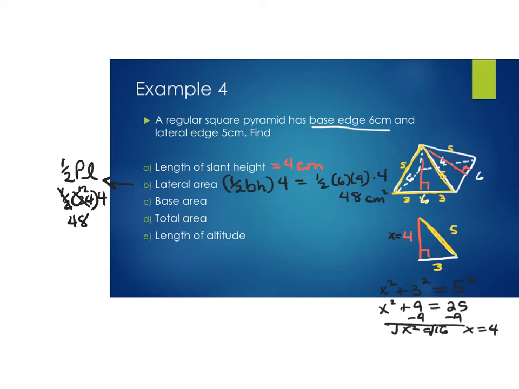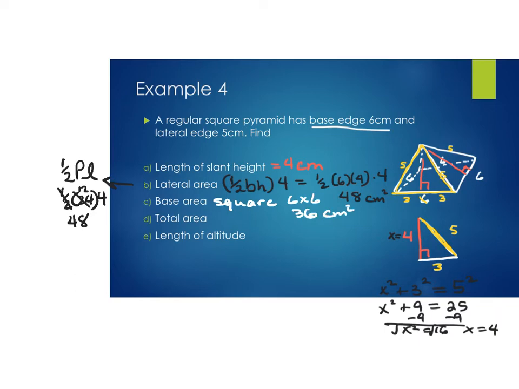Next, we need to find the base area. Again, the base of my pyramid is a square. So I just need to do base times height, or side squared. So my base area is 6 times 6, and it's 36 centimeters squared.